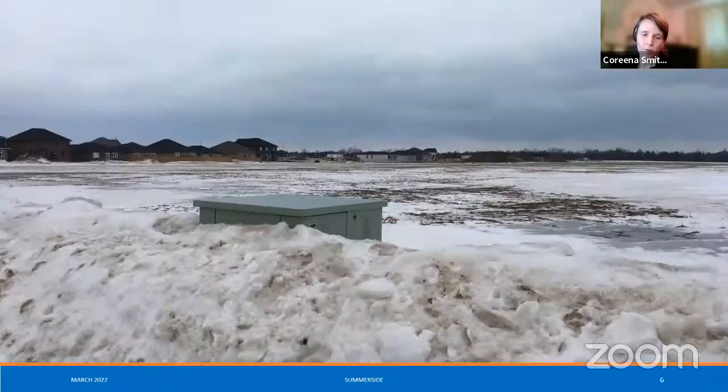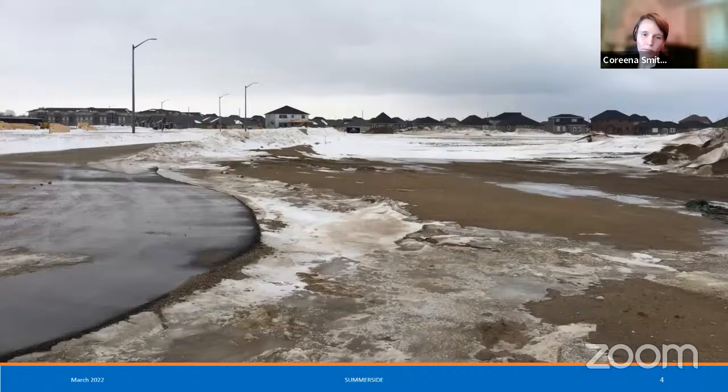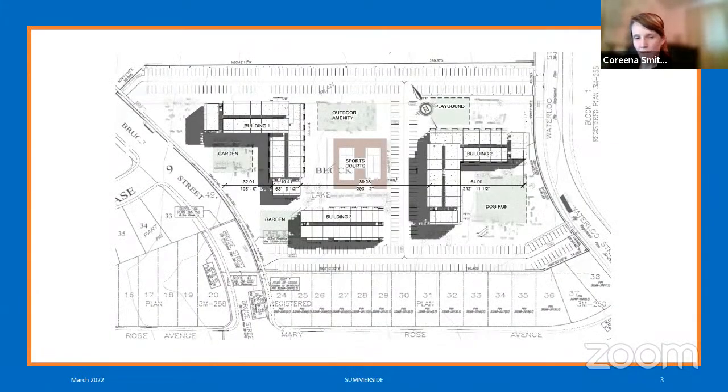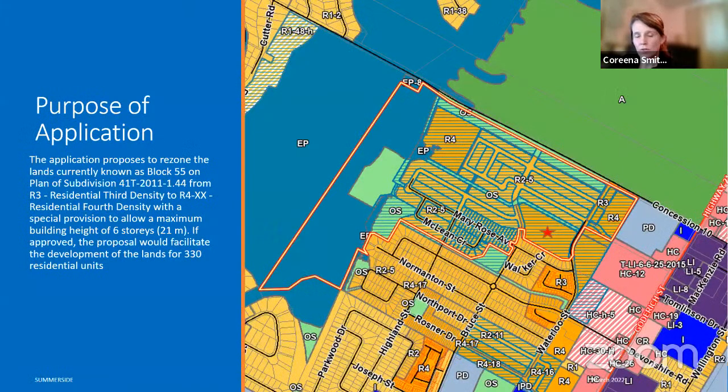And I'll perhaps go back to the slide that has a better overview of the area in general. So you can see the site here with the star. So it would have access onto Waterloo Street in this location to the east and to Bruce Street in the west.